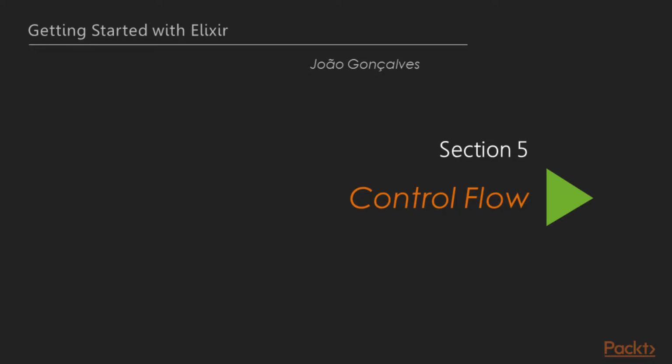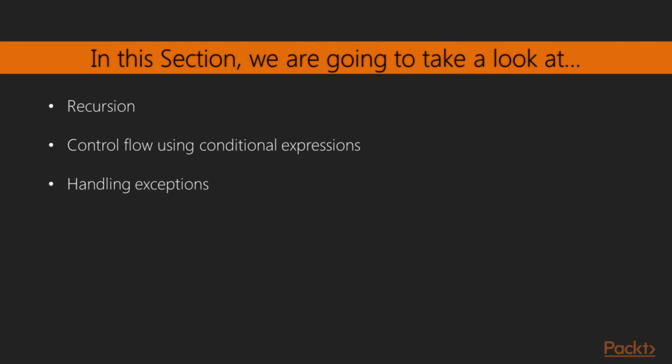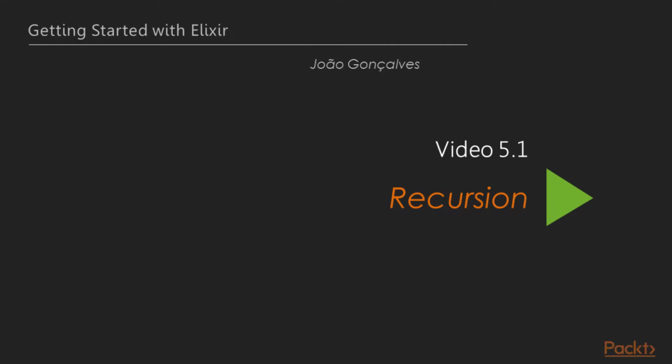Section 5, Control Flow. In this section, you'll be learning about the various ways in which we can implement more complex algorithms and computations in Elixir. We'll explore the concept of recursion, how to implement branching paths using conditional expressions, and how to handle and raise exceptions in our code. Let's move on to the first video, recursion.